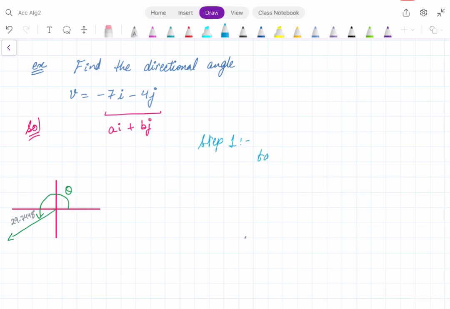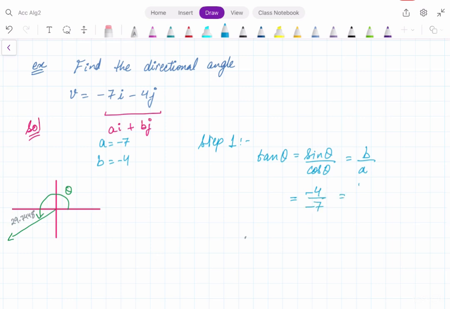So this is not step one. Step one is to write ai plus bj, but I'm just writing it as step one. So tangent theta is equal to sine theta over cos theta, and sine is nothing but b, and cos is nothing but a. So with this, I can compute my tangent theta. So we will get -4 and -7. And one important thing, both a and b are negative.